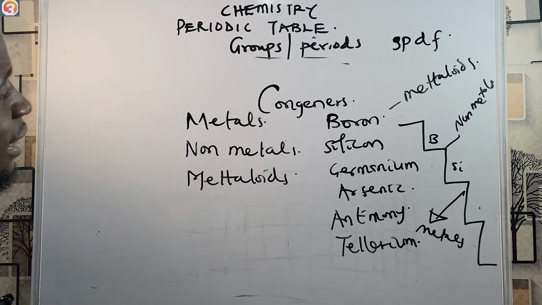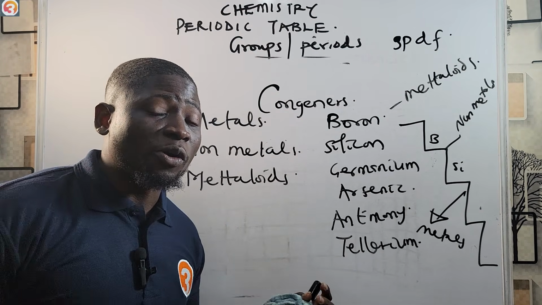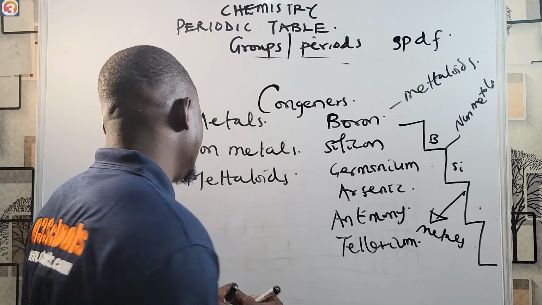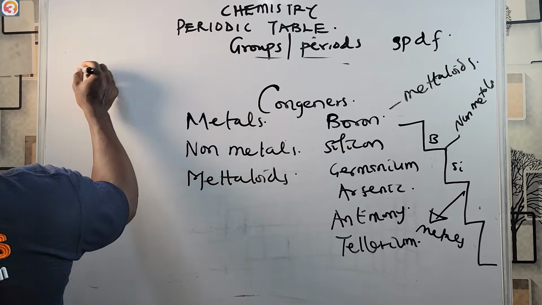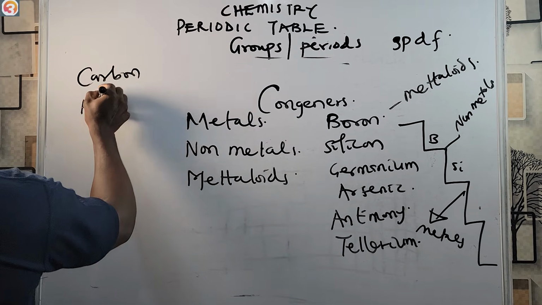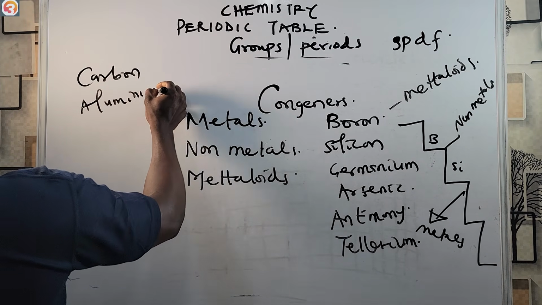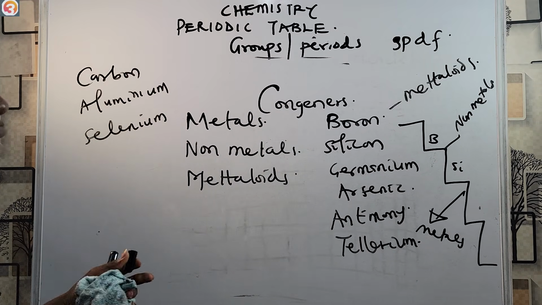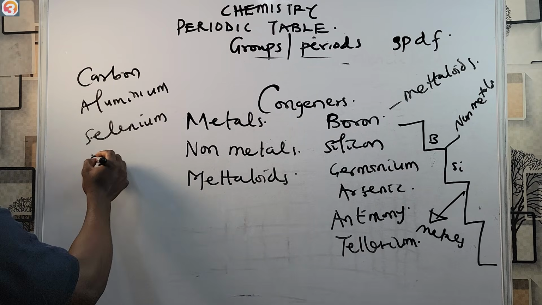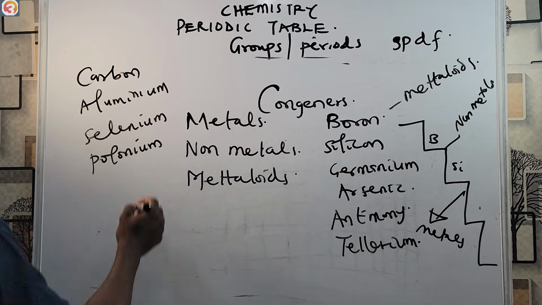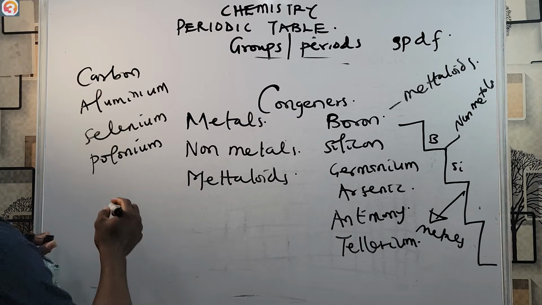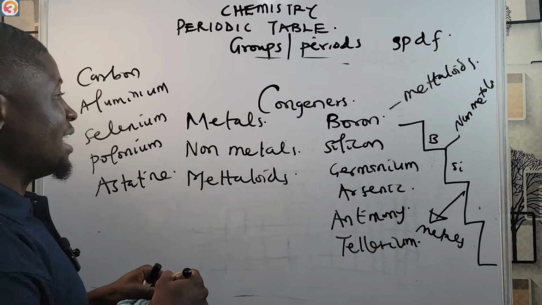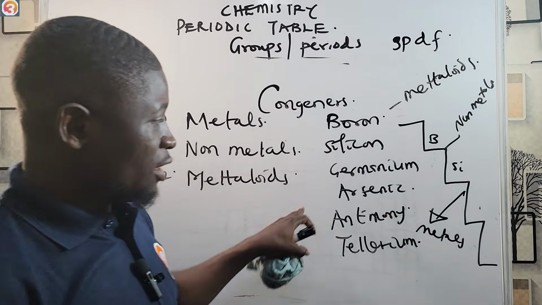Now, there are some other, less commonly recognized metalloids. They are less recognized as metalloids, but they are still metalloids anyway. Examples are carbon, aluminium, selenium, polonium, and of course astatine. These are less commonly recognized as metalloids, while the earlier ones are the ones commonly recognized as metalloids.